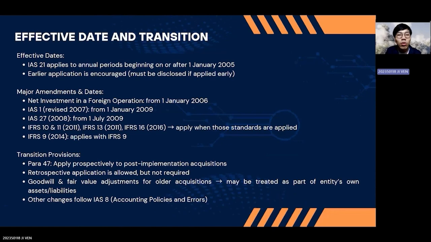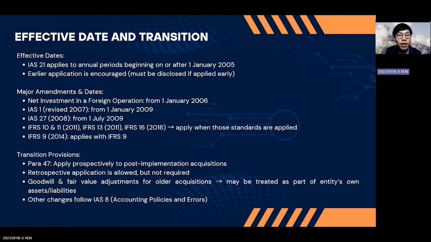These changes were applied prospectively from 1st July 2009. Further modifications came with the issuance of IFRS 10, 11, 13, and 16, each one amending specific parts of IAS 21 and to be applied when the corresponding standards are adopted. IFRS 9, released in 2014, also introduced important amendments, including the deletion of some paragraphs in IAS 21. Again, these changes apply when IFRS 9 is adopted.